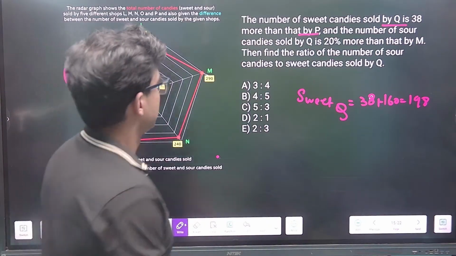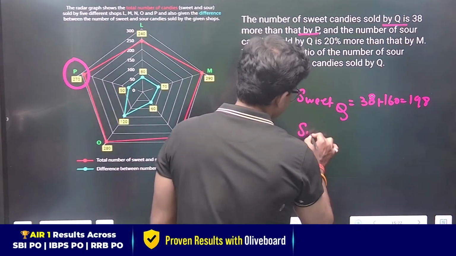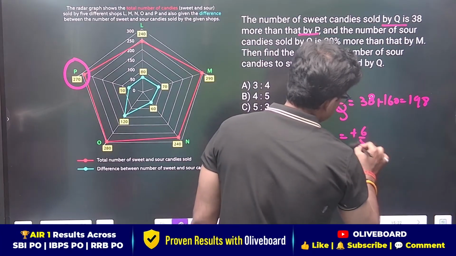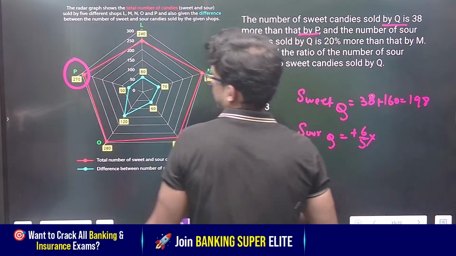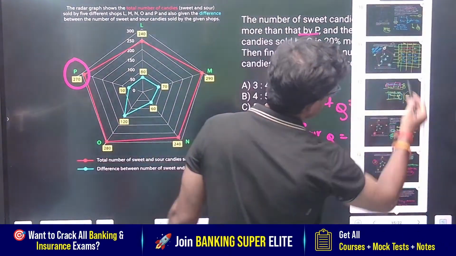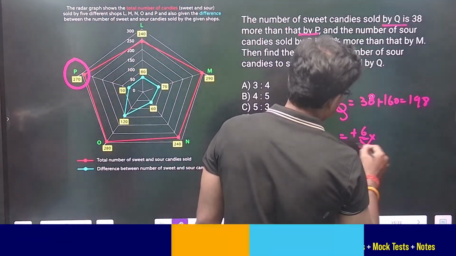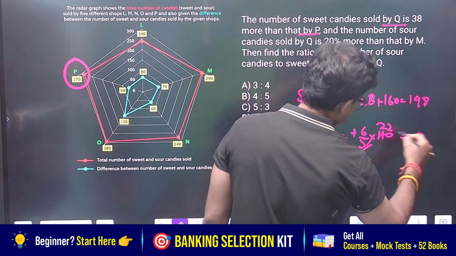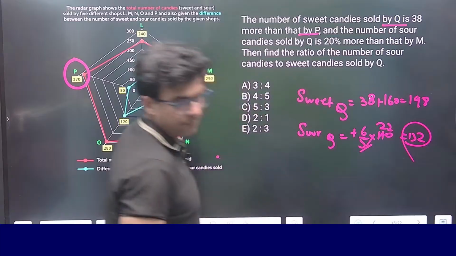20% more, sour Q. 20% more means 6 by 5 of M. 110. 5 2s are 10, 5 2s are 10, 6 2s are 12, 6 2s are 12, 132, right?